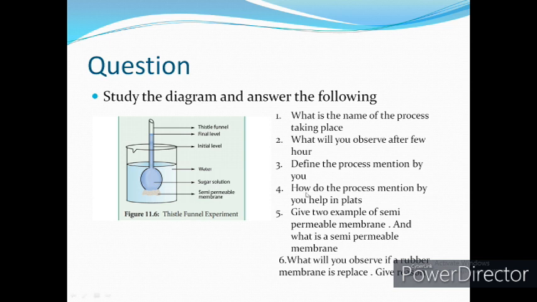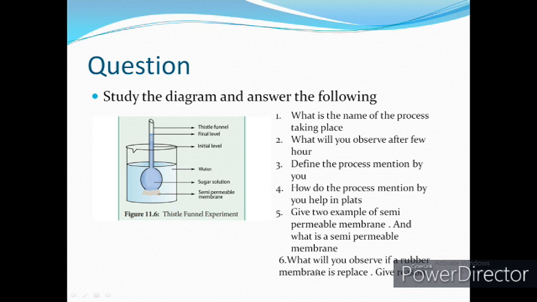How does the process mentioned by you help the plant? It helps in the absorption of water from the soil. Give two examples of semi-permeable membrane. We have already understood the examples. One is parchment paper, another is cellophane paper, and another you can write is animal bladder.